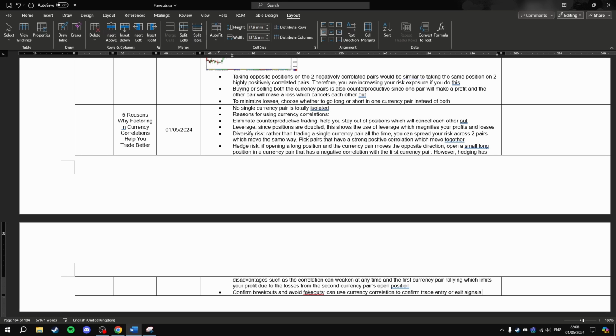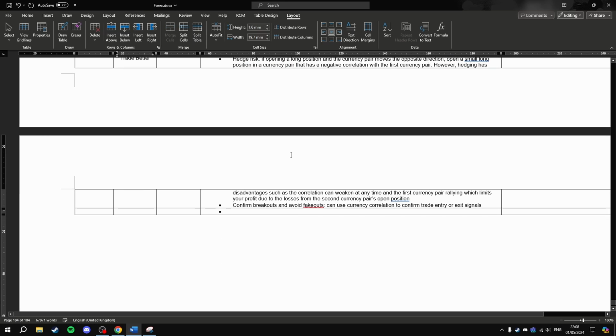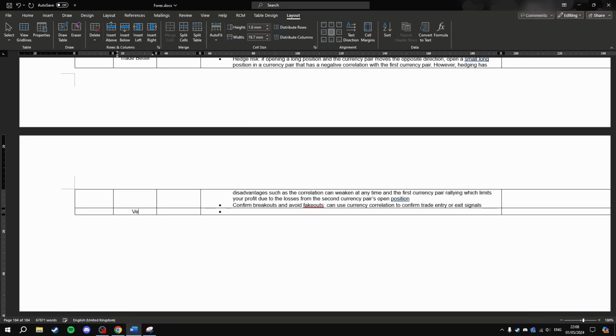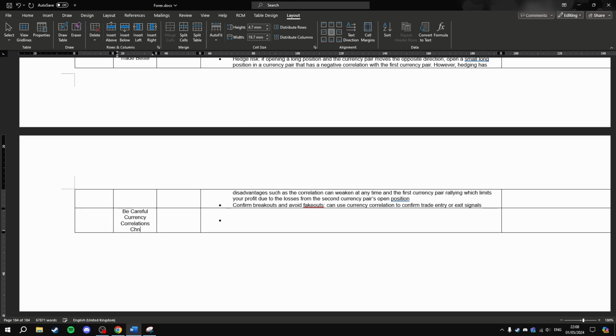Exit signals. So, be careful, currency correlations change.